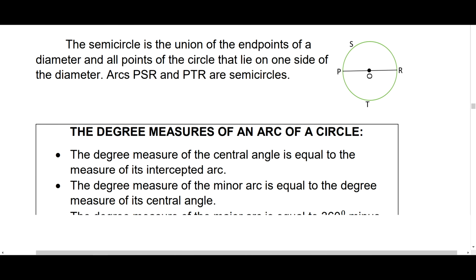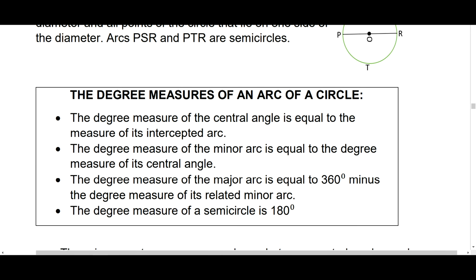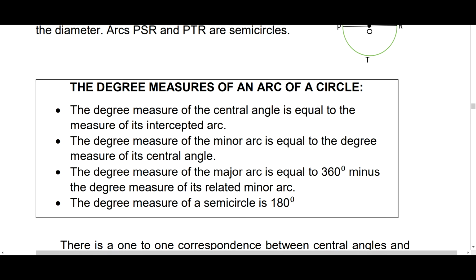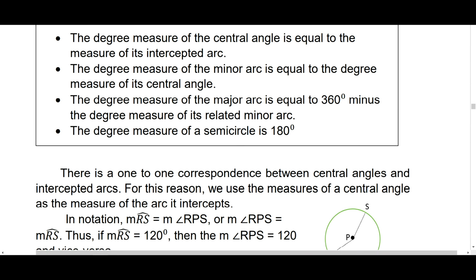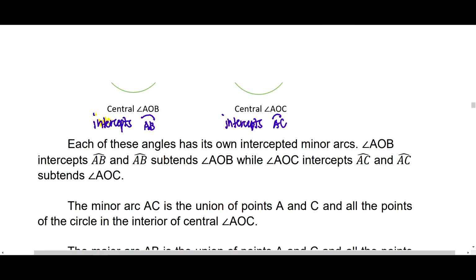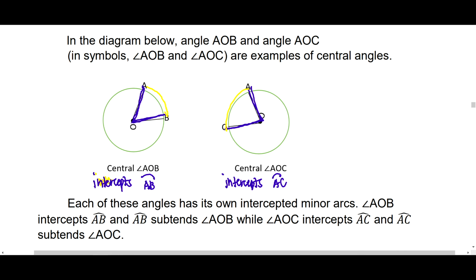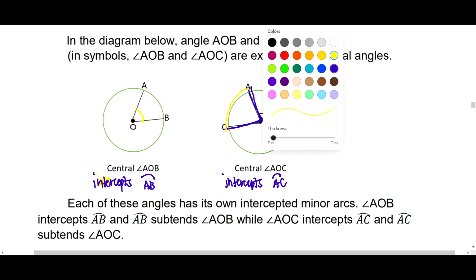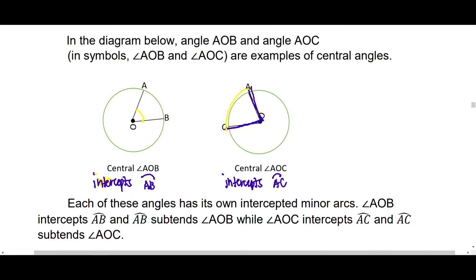So, proceed tayo. Ayan, ito yun. The degree measure of a central angle is equal to the measure of its intercepted arc. So, example, balik tayo dito. Kung ito ay 80 degrees, si arc AB is also 80 degrees.